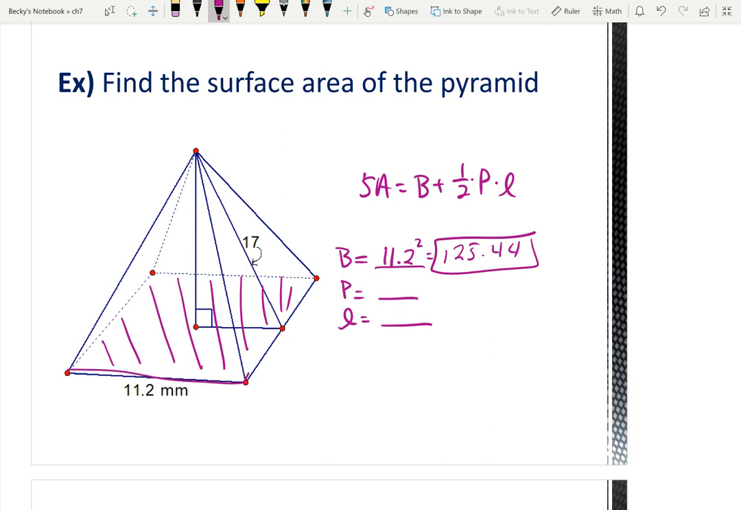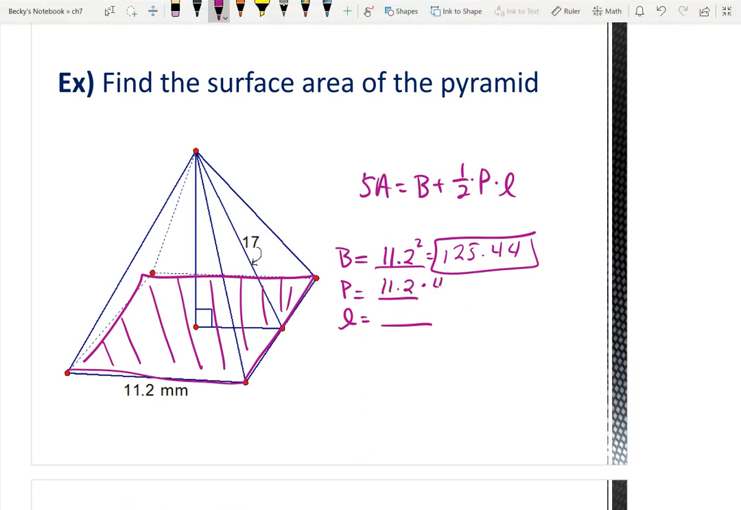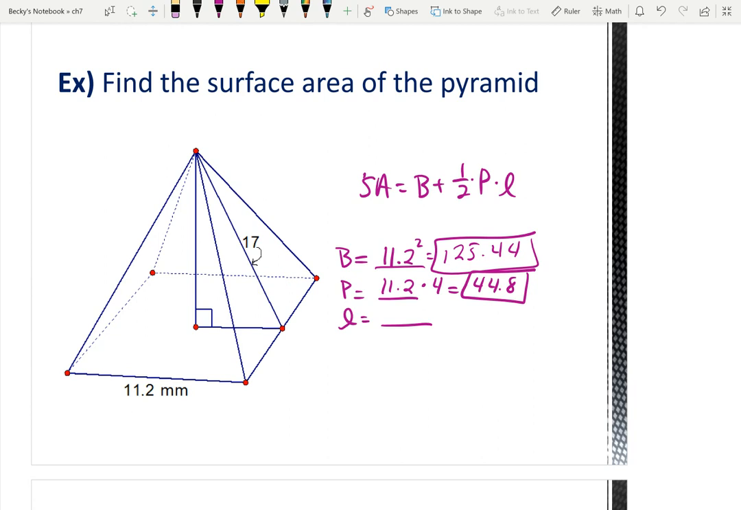Now my perimeter, you're just going to take the 11.2 and times it by 4 and get 44.8. And then your slant height is, now this is your slant height. It is the slanted number, so that is 17. So let's go and just plug it all in. 125.44 plus 1/2 times 44.8 times 17.